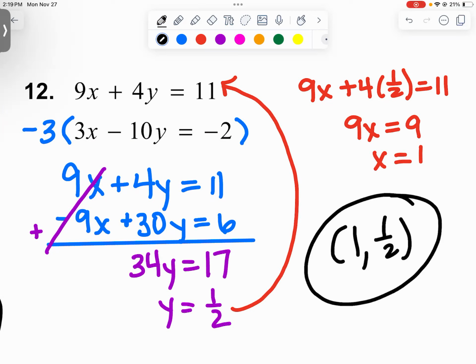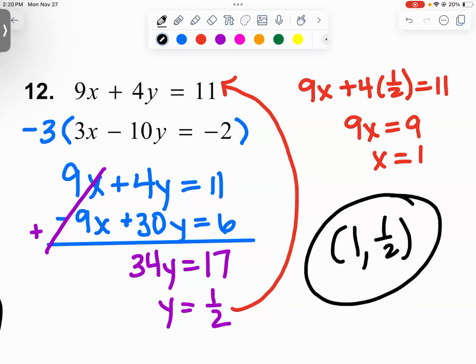Okay, now I have a question. Some of you are whining about this. Would you rather solve for x or y and use substitution? No. Nope, absolutely not. Because in this problem, if we were to solve for x or y in either equation, we're working with fractions the whole time. Whereas we only had a fraction in our answer at the very end.